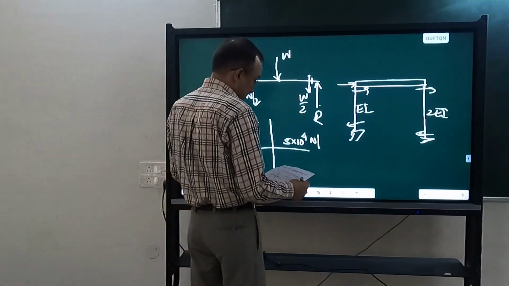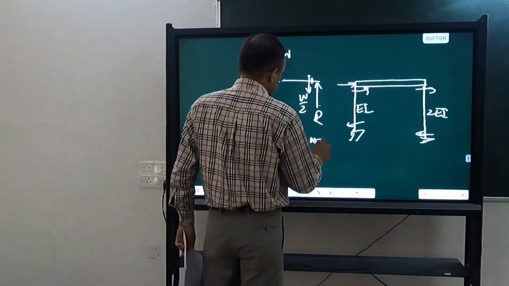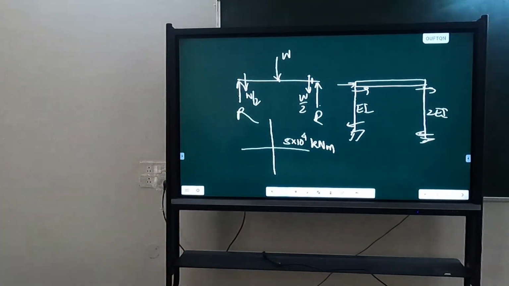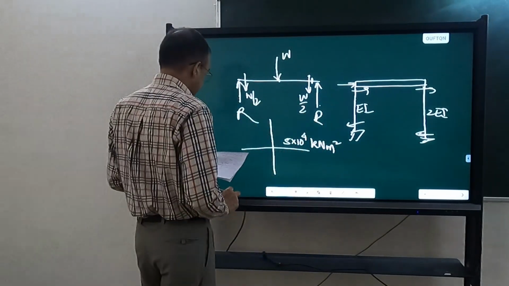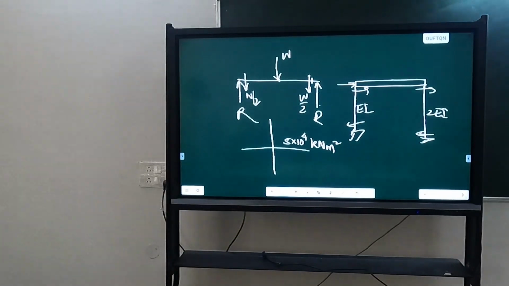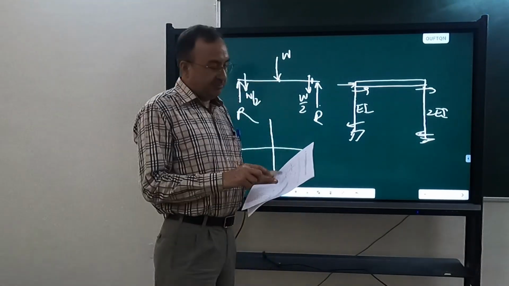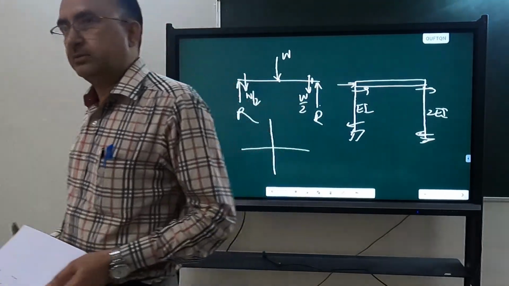Kilonewton. EI is also kilonewton meter, same unit. Okay, radian is per meter. You are right. But m theta will depend on m phi. So because m theta is different, EI is different. We can't calculate from here. We will need plastic length.